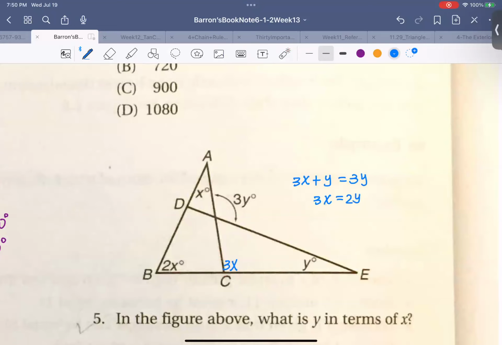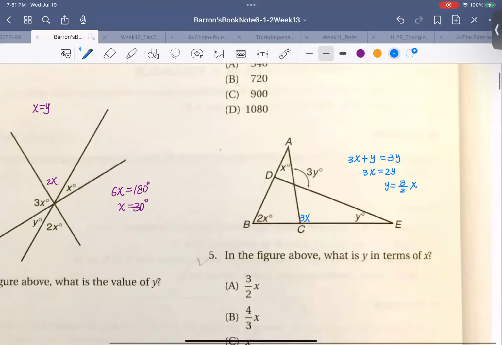So y will be? Y will be how much? It will be 2/3 x. So 3 over 2. I mean 3/2, sorry. That's it. Makes sense now.